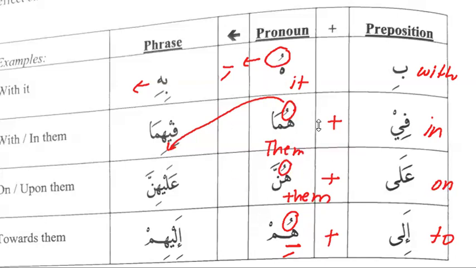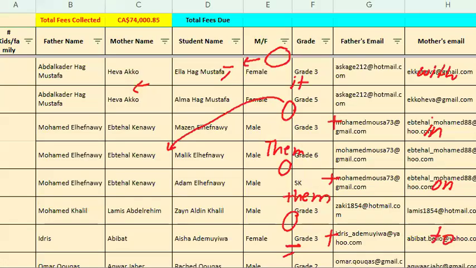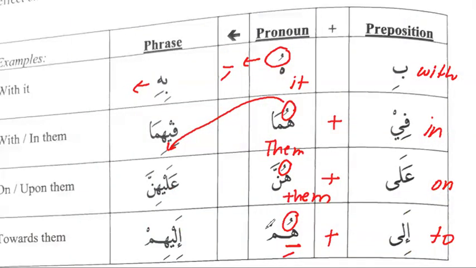Now, does this effect happen on all of the pronouns like that? No, it does not. The pronouns that are marked here are the ones affected in this way with the presence of harf jar. So you need to have this in your memory. Okay? That only the third person pronouns, hu, huma, hum, ha, huma, hunna, these are the only ones that will have that impact.